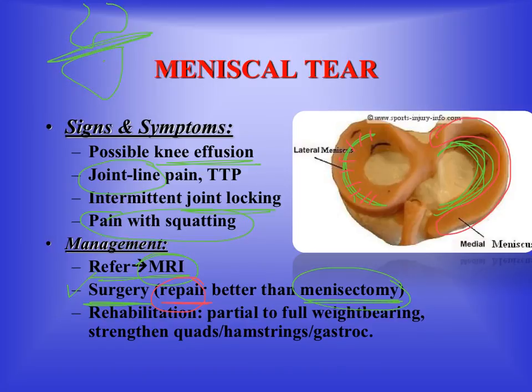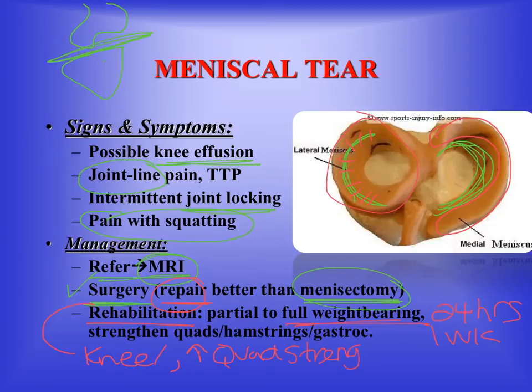So what's the rehabilitation look like? Well, it depends. If we have a repair, that patient is going to be locked into extension for 2 weeks so that the sutures can heal themselves. However, if we have a meniscectomy, they could be full weight bearing within 24 hours and return to play within a week or so, as long as they have full knee extension. So the goal of rehabilitation is to get knee extension, increase quad strength, and improve mechanics.